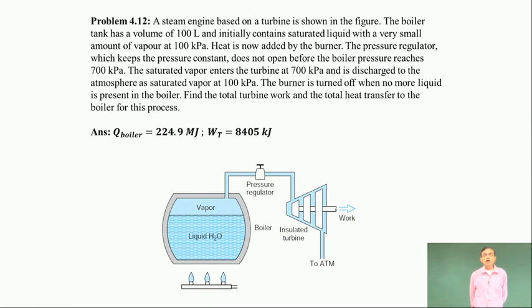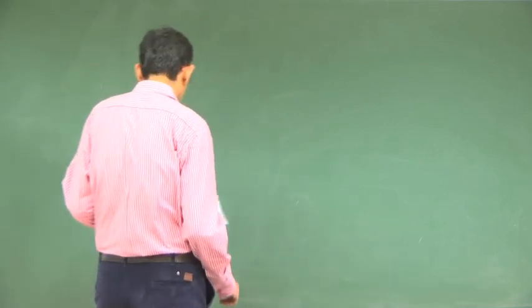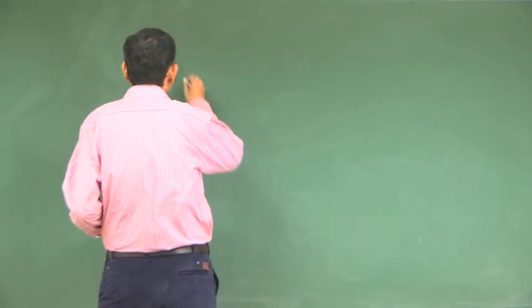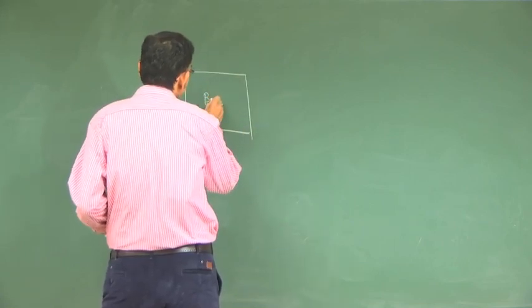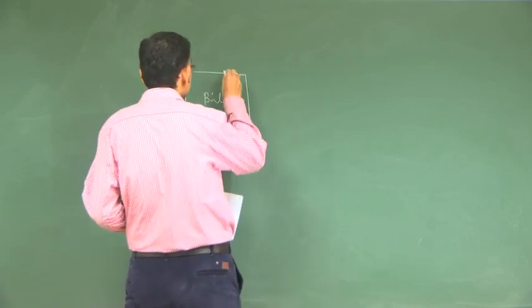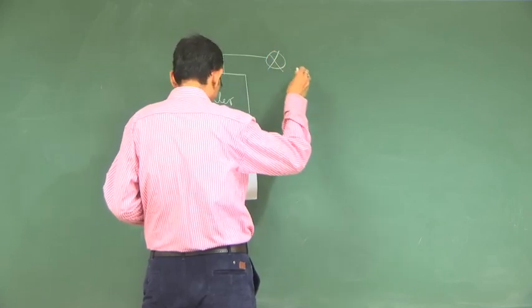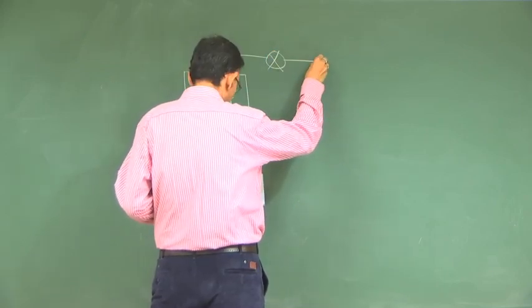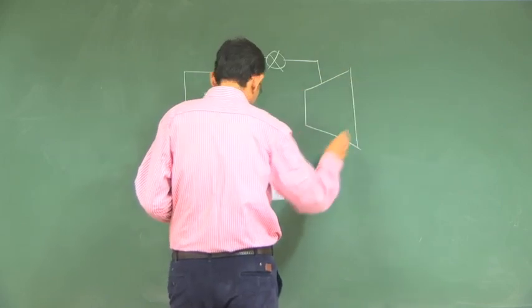So, let me draw the schematic of this problem on the board. So, this boiler I am just drawing a block, there is a valve here and then it enters the turbine.